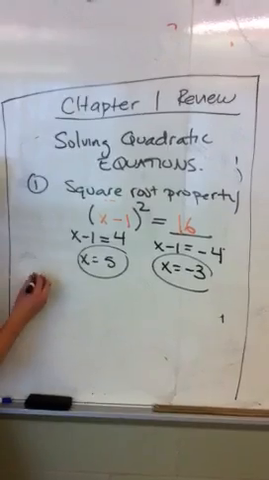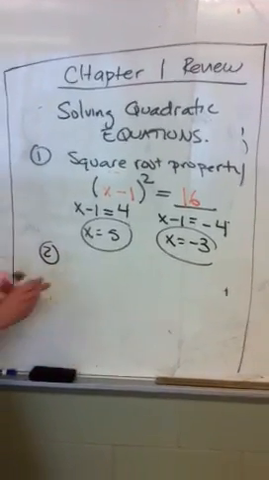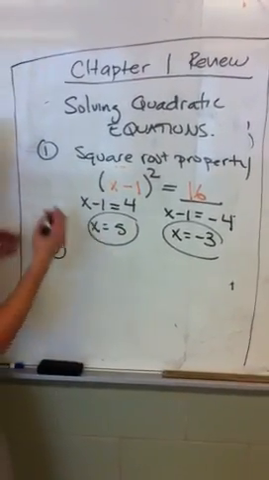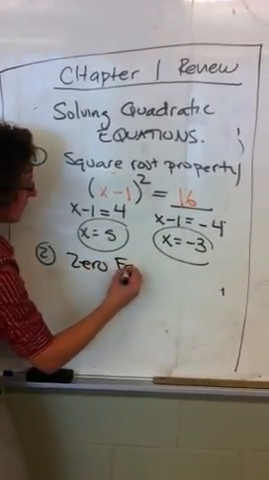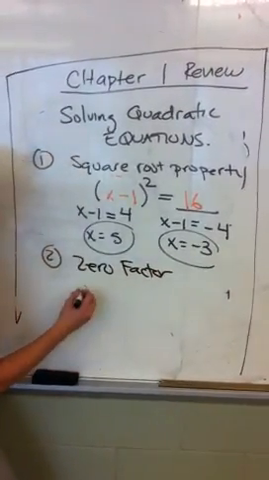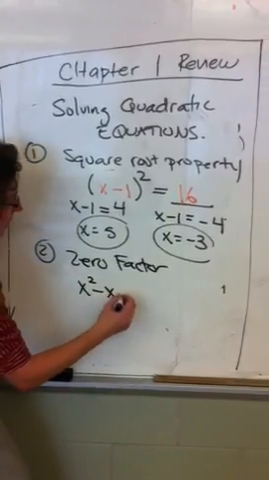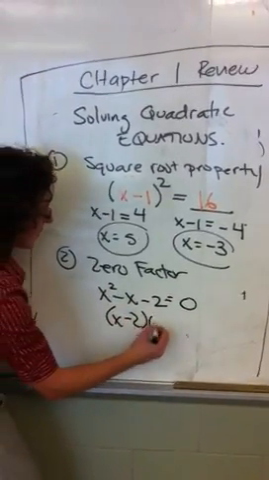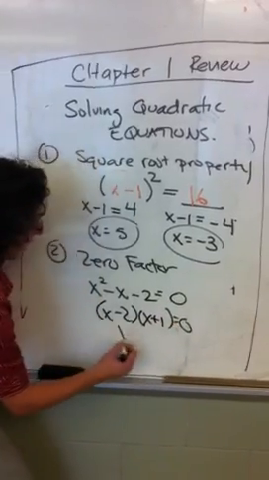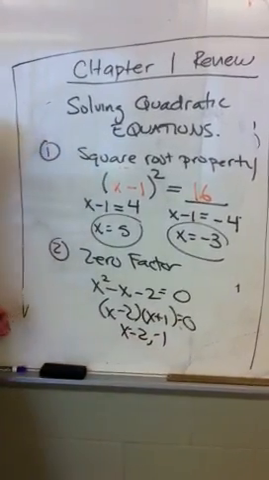The second type that we had, can you see this? Okay. The second type would be the zero factor property. And that is if we can factor. Like say x squared minus x minus 2 equals 0. So that would be x minus 2, x plus 1, and then x equals 2 or -1.